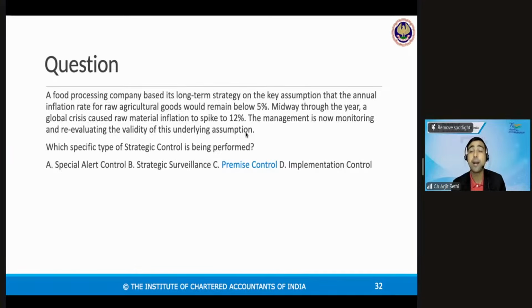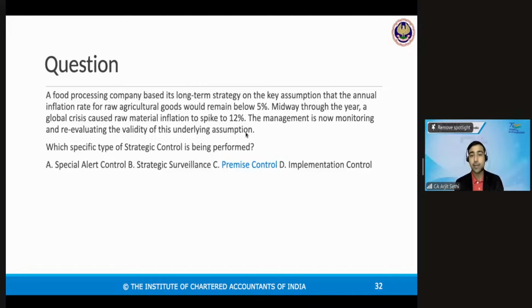Right, Abhishek? If you go back and read the strategic controls piece, special alert control is not about underlying assumptions. Special alert control is one-time activity, one big event. Premise control is when your strategy is always based on assumptions. Ki we assume the market to grow 20%, so we will invest in this market. But 6 महीने बाद you see कोई investment ही नहीं चाहिए थी इसमें. People are not even accepting this market. So that's called a premise control.